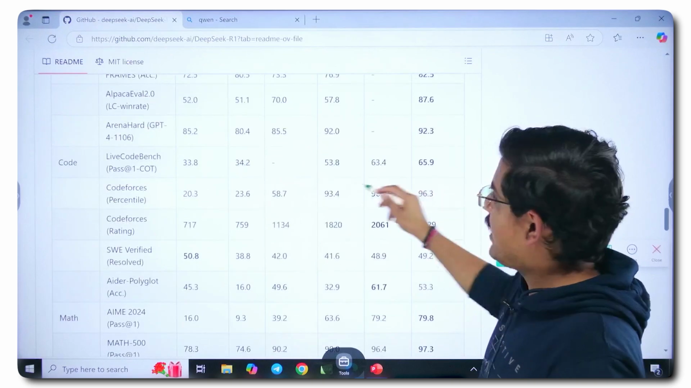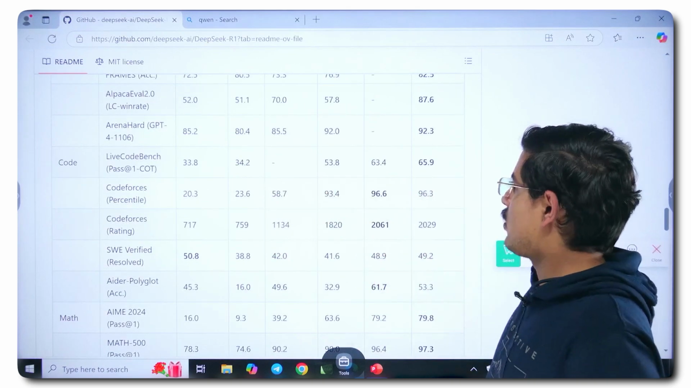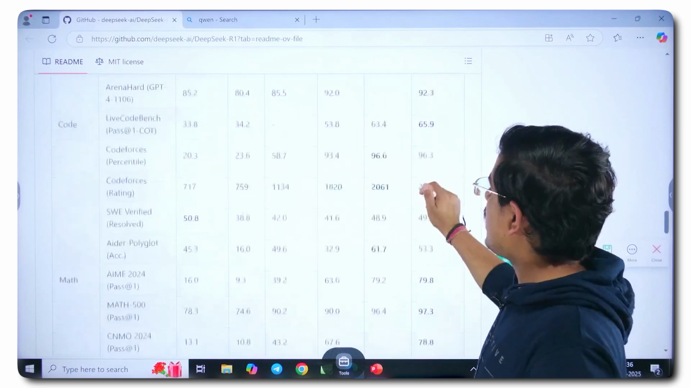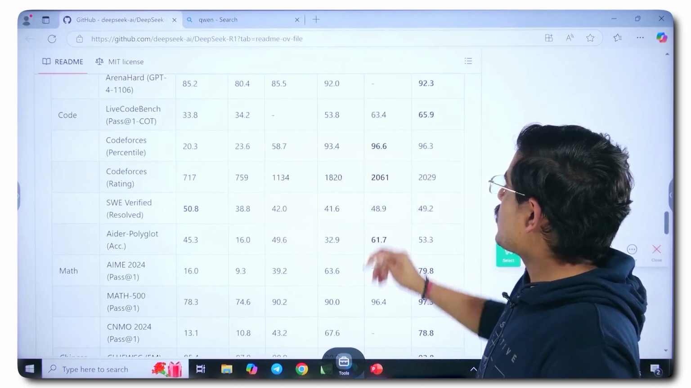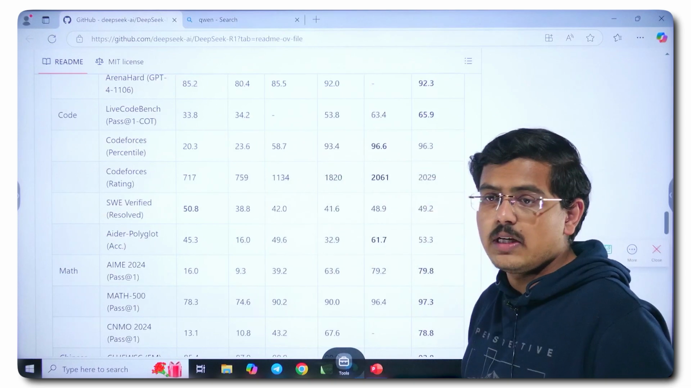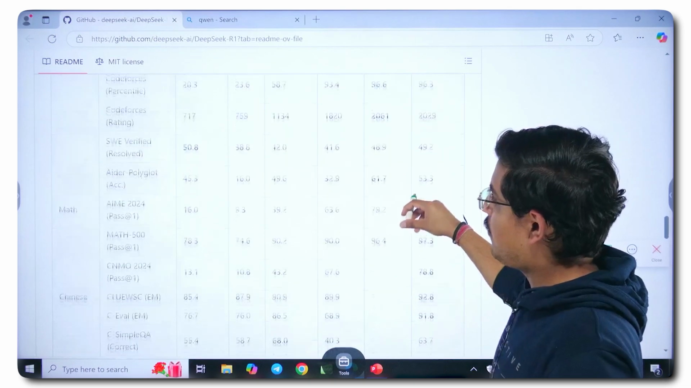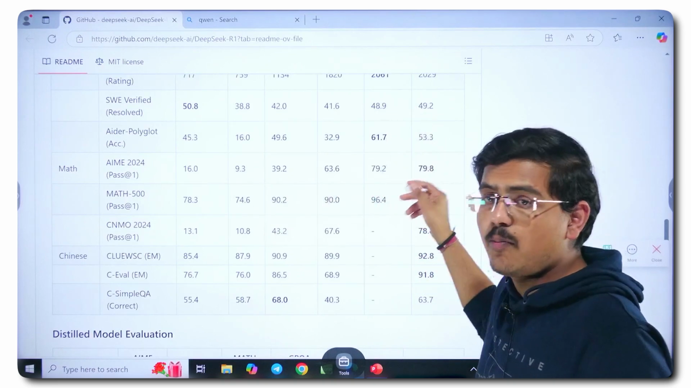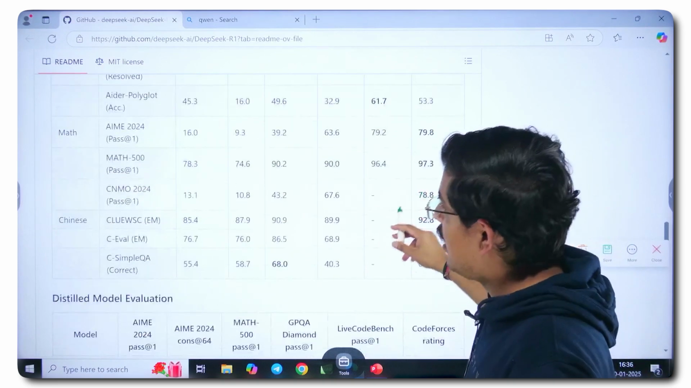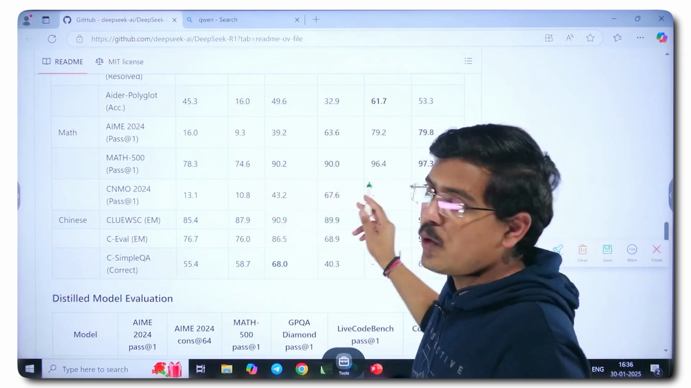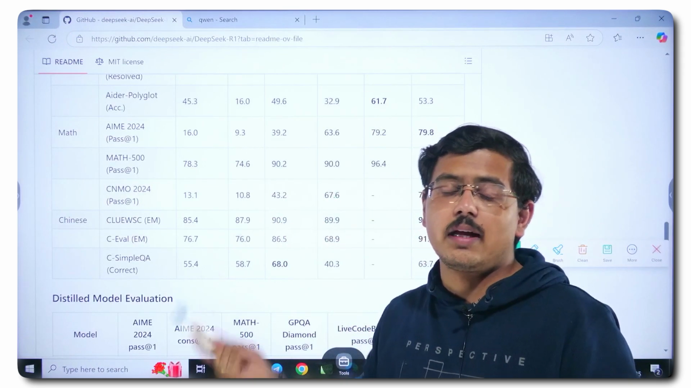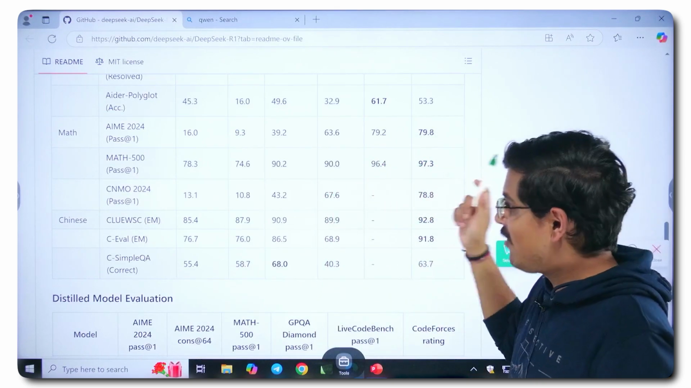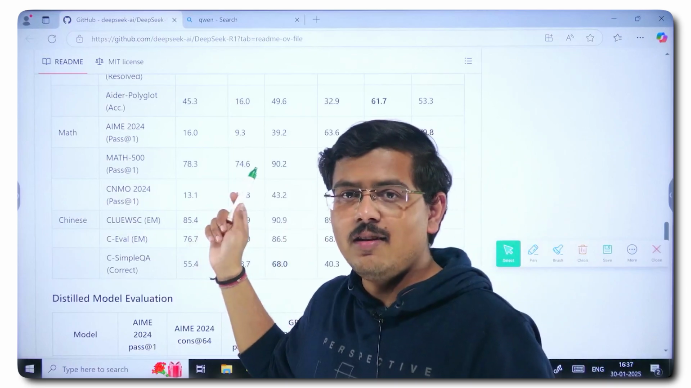Fine. For coding capabilities, LiveCodeBench 63.4, that was the grading that it gave to O1. Fine. 65.92 DeepSeek. Codeforces gave 96.6 to OpenAI, 96.3 to DeepSeek. Very comparable. Fine. For math, AIME gave 79.2 to OpenAI, 79.8 to DeepSeek. Again, very comparable. And MATH-500 said 96.4 is the accuracy percentile that was scored by OpenAI, and 97.3, a very significant difference, in DeepSeek.